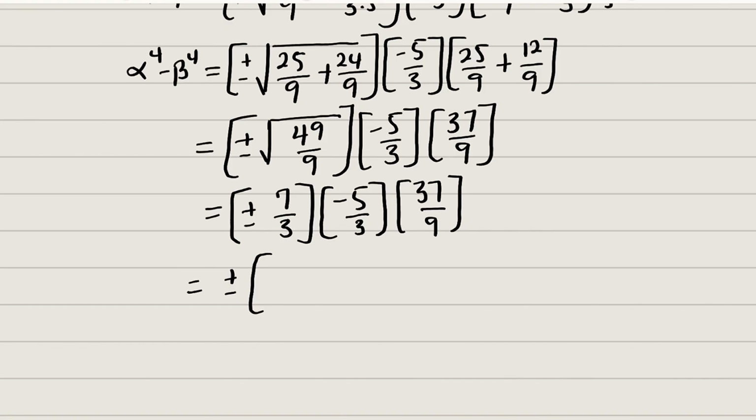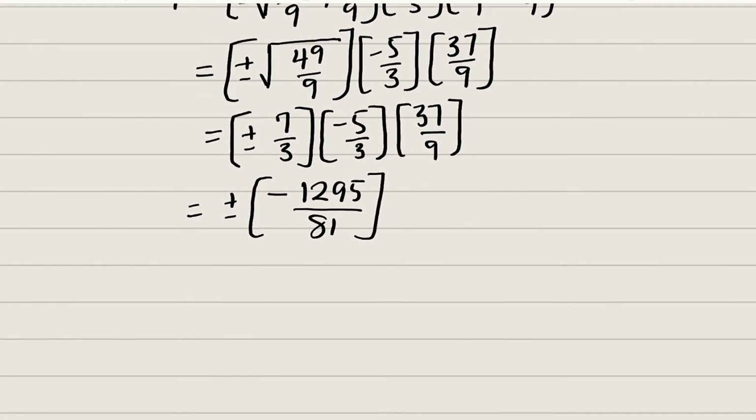Then negative 35 times 37 will give us negative 1295. Divide by 3 times 3 is 9, and 9 times 9 is 81. All right, we're almost done.